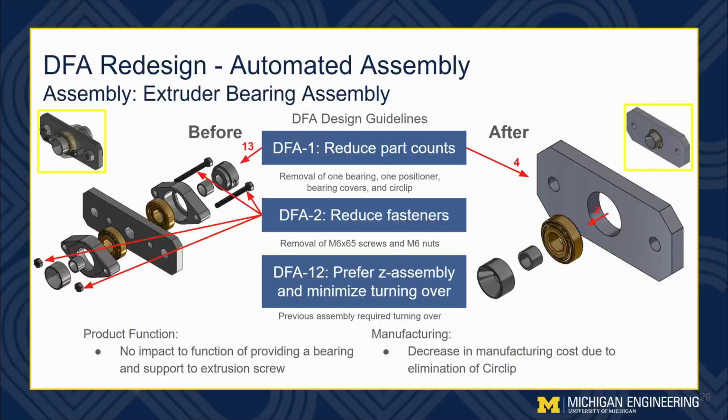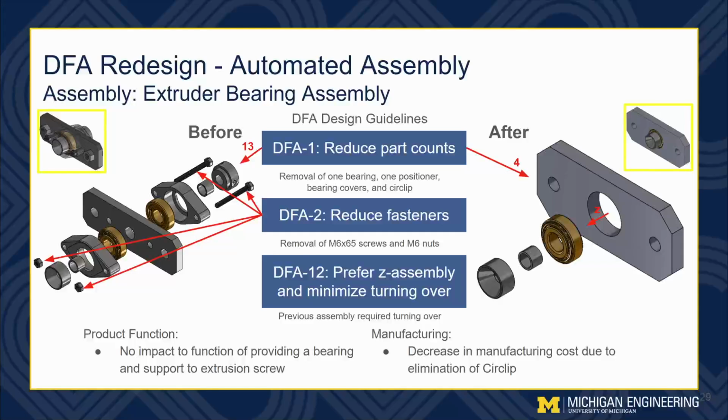As you can see, the original assembly consisted of 13 components and the new assembly only has 4. After inspection into the function and priorities of the original assembly, we found that a lot of the parts were too complicated and over-engineered for its function. Only one bearing is required that can be placed directly into the main plate. The new design overall reduces the part count, fastener count, minimizes turning over, and prioritizes Z assembly without impacting functionality and decreasing manufacturing costs.